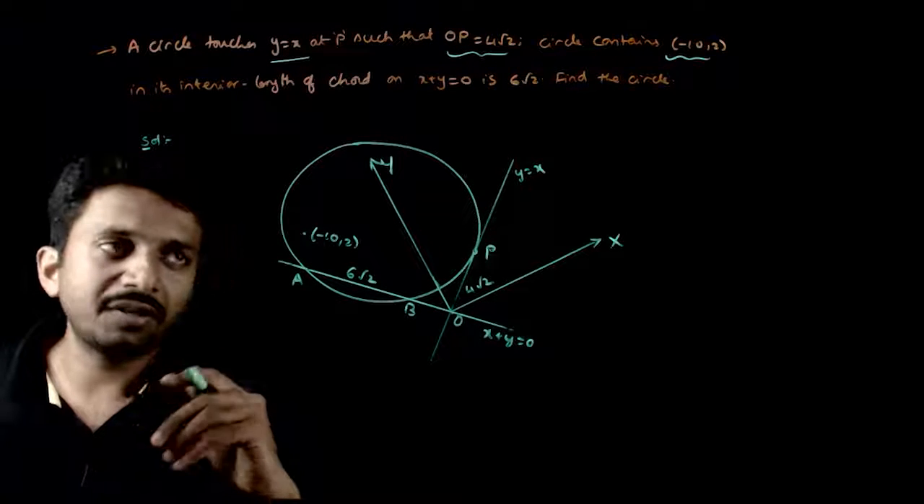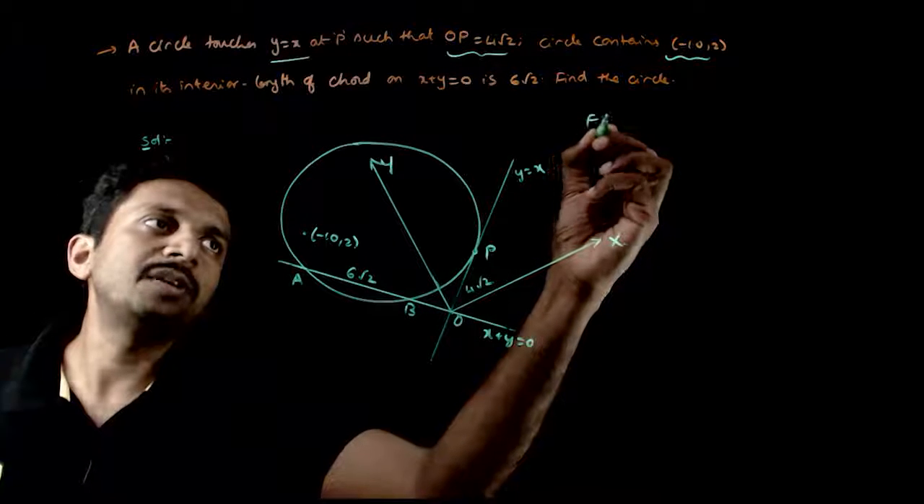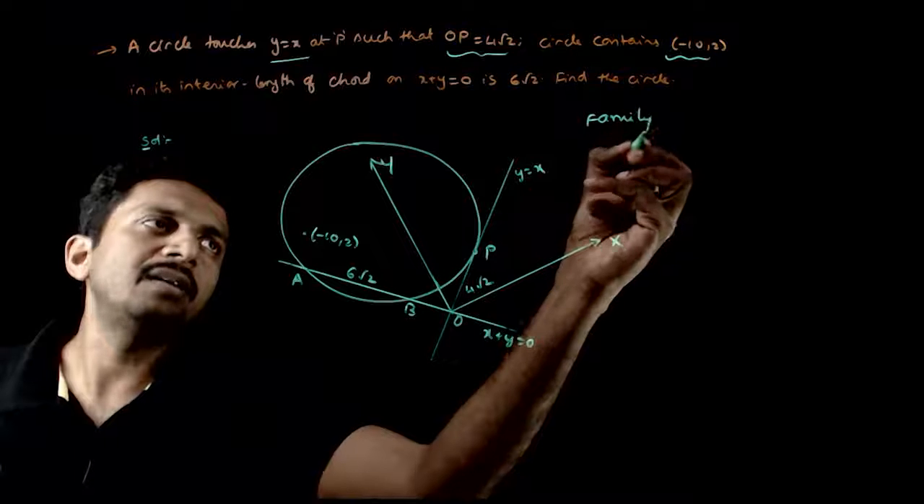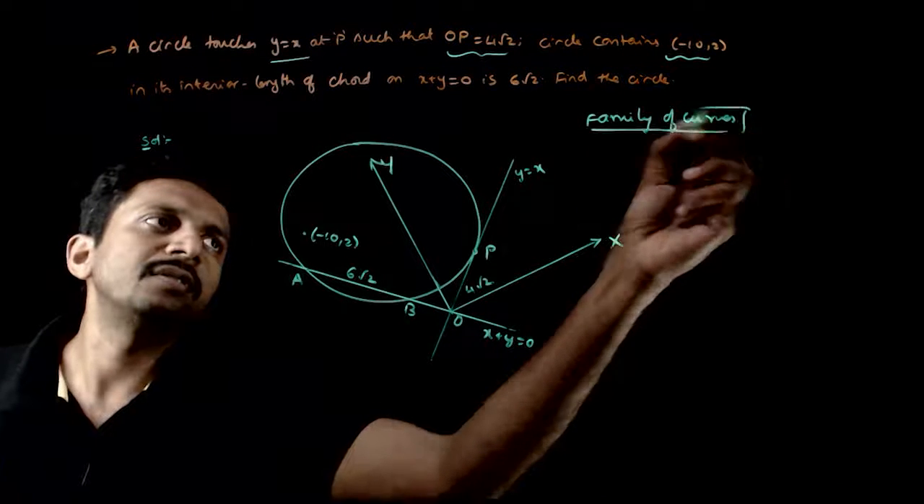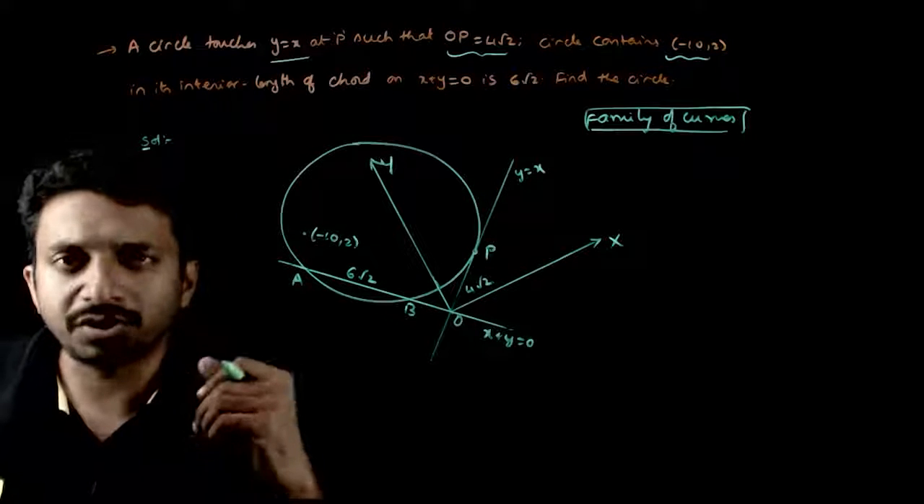So how do I find the equation of the circle? I will use the concept of family of curves. I'll use some concepts of family of curves.